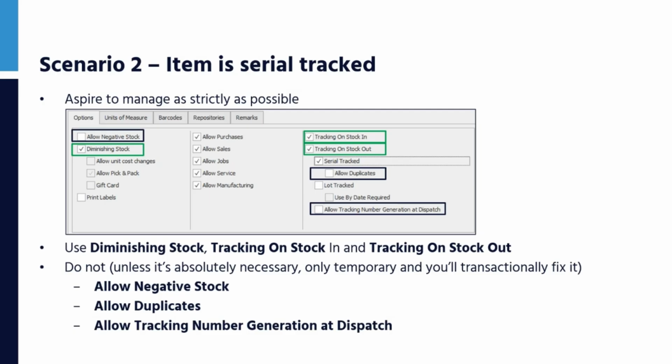Just on this graphic here, in the context of a serial tracked item, these are the settings that we recommend. Don't allow negative stock of a serial tracked item. Make sure it's diminishing.